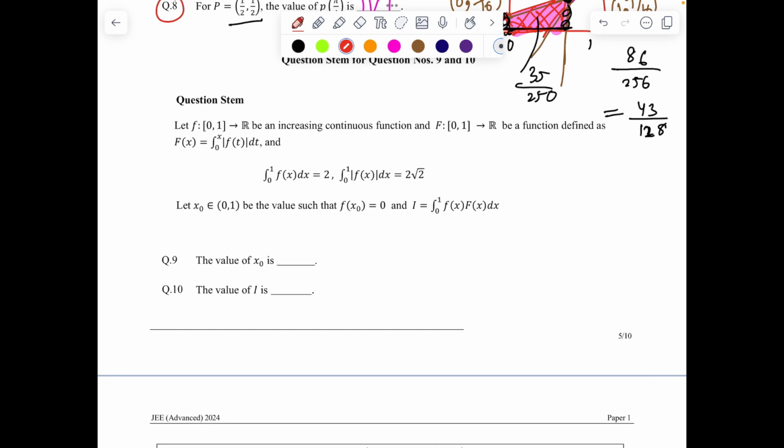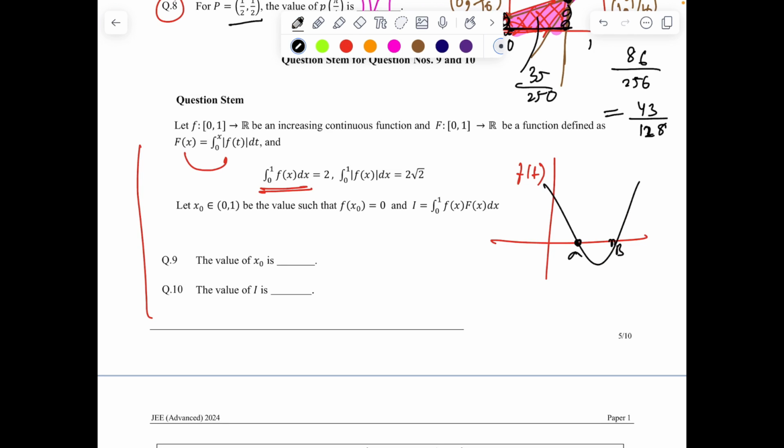This question we can either try or leave for the first go, because you can see again f of x is given in functional form. 0 to 1 f of x is known, and 0 to 1 mod of f of x dx is known. f of x is a continuous increasing function. So here you can try, because you know in 0 to x how mod of f of t will open will depend upon where f of t is changing sign. So suppose from alpha to beta f of t is negative, then mod will open as negative.